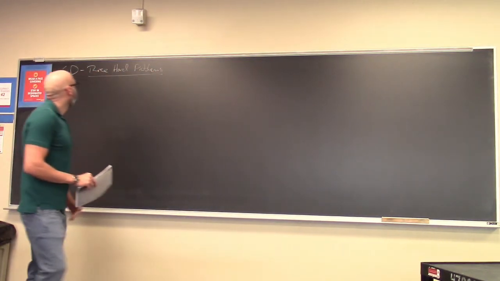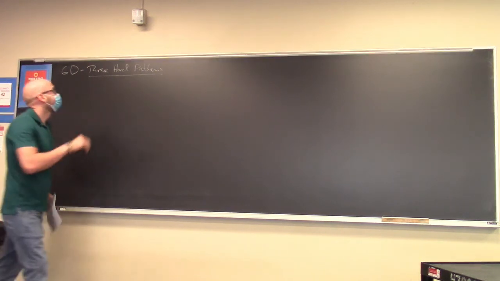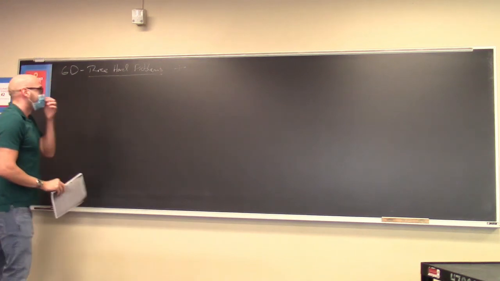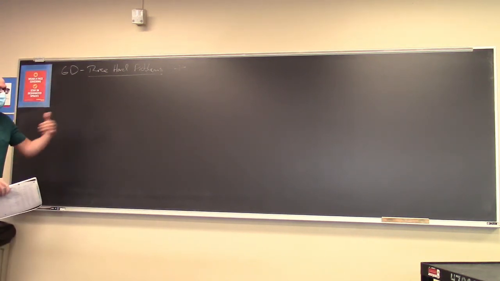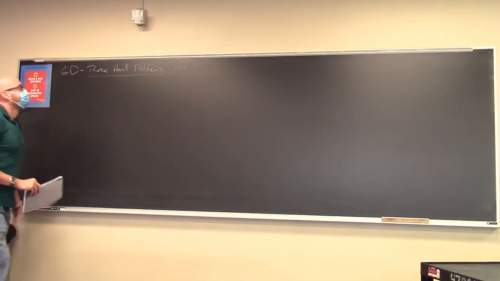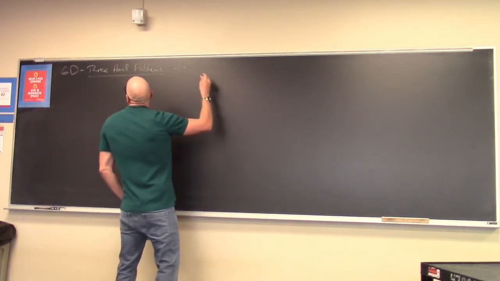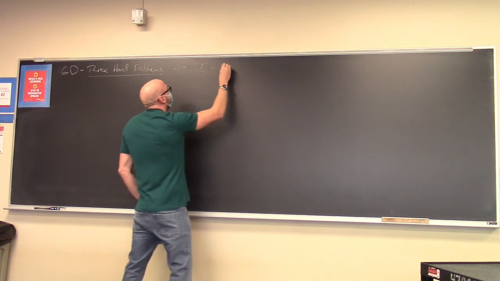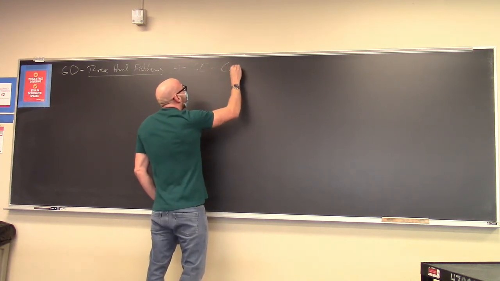So we'll move on. 6D is 3 hard problems, but I'm sort of going to match the next 2 sections together. So I'll just group these together now, and we'll talk about both sections simultaneously. 6D is 3 hard problems, and 6E is constructible numbers.